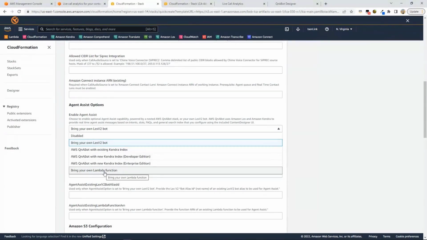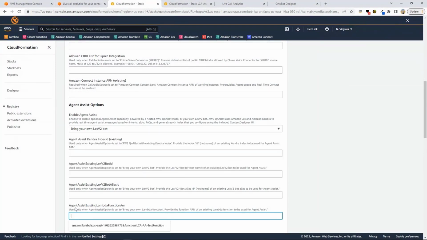So the caller's utterances are going to get sent as a parameter to this Lambda function that you provide, and you tell us the Lambda function using this parameter here. You give it the ARN of the Lambda function that you've already provided. We will call your Lambda function, we'll pass it information about what the caller just said, and other information that we have, such as caller IDs and other pieces of metadata that we've collected about the telephone call. And then your Lambda function can do whatever magic it needs to do behind the scenes to return a message.